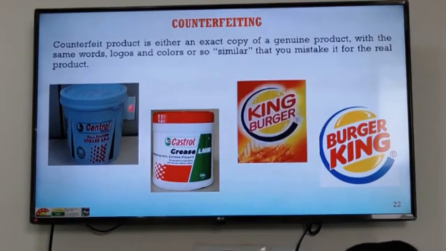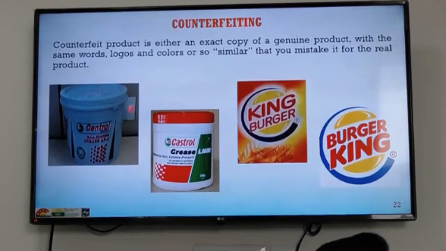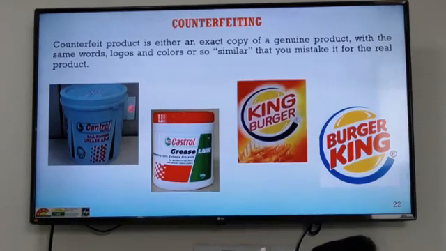What is a counterfeit? A counterfeit product is an exact copy of a genuine product with the same words and logos or colors that are so similar that the first time you look at it, you mistake it for the real product. Now, the first photograph I have up on the slide is Cantrol. While it says Cantrol, for all practical purposes, it looks like Castrol. It's copied the color combination, the way the word is written, it's got the dots below it. It's very, very similar. Burger King and King Burger, they've just flipped the two words, but for all practical purposes, it's the same thing. So these are examples of copying.